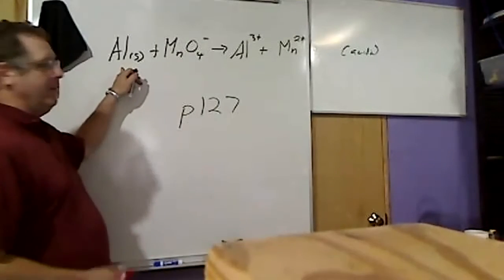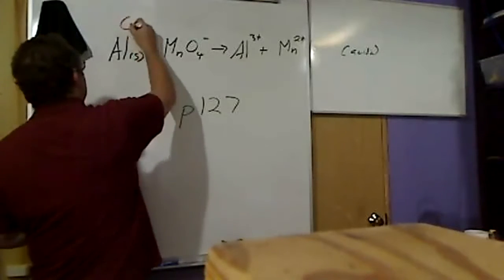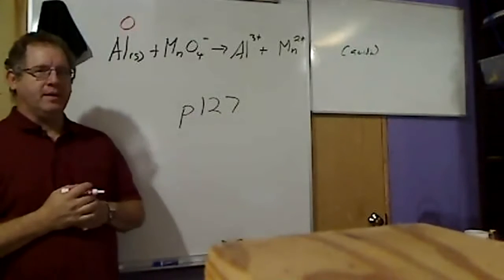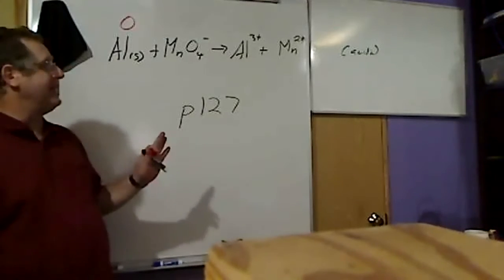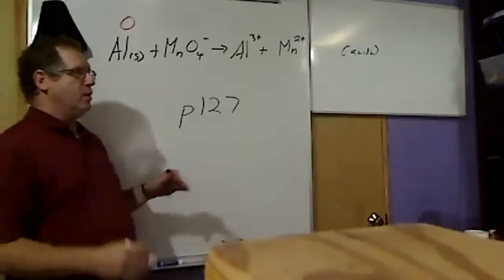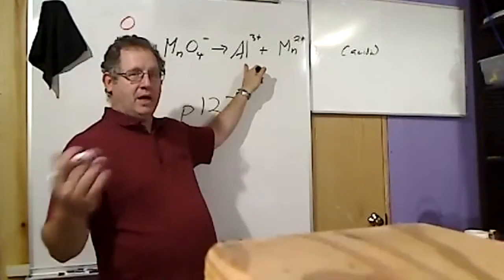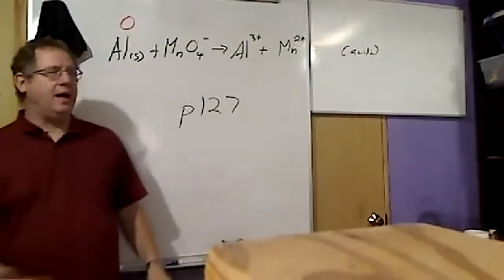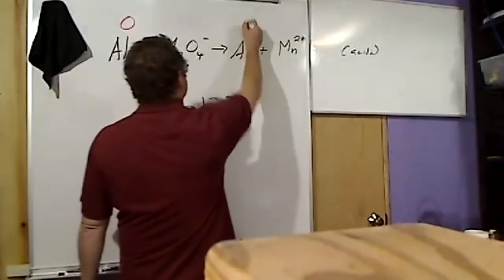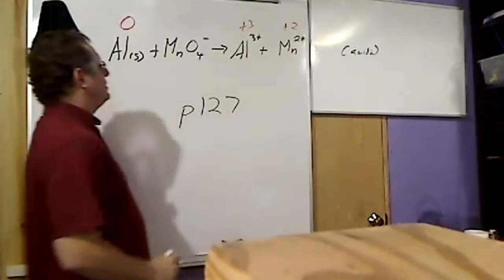Now I see aluminum. Aluminum, it's an element all by itself. First rule applies. Its oxidation number is 0. The next one is manganese and oxygen. I'll come back to that one here in a second. Let's go over here to the easy ones. Here I have an element that is a monatomic ion. Our second rule, the charge on a monatomic ion is the same as the oxidation number. So this is going to be a +3. This is going to be a +2.